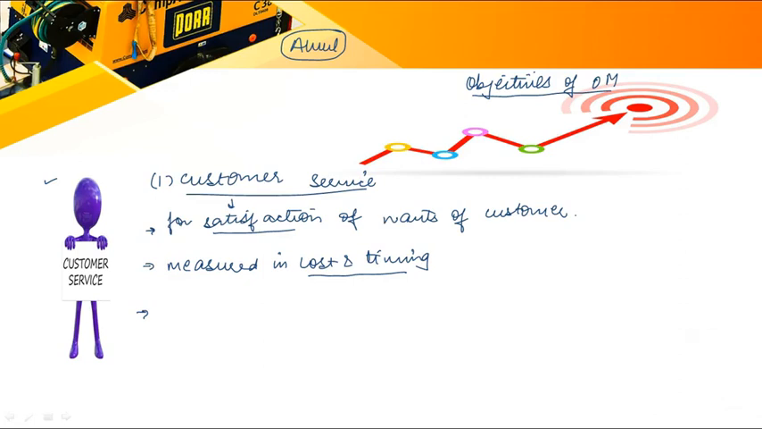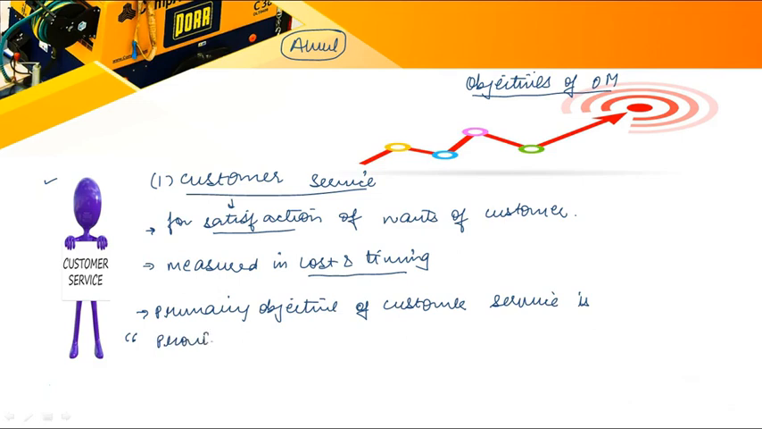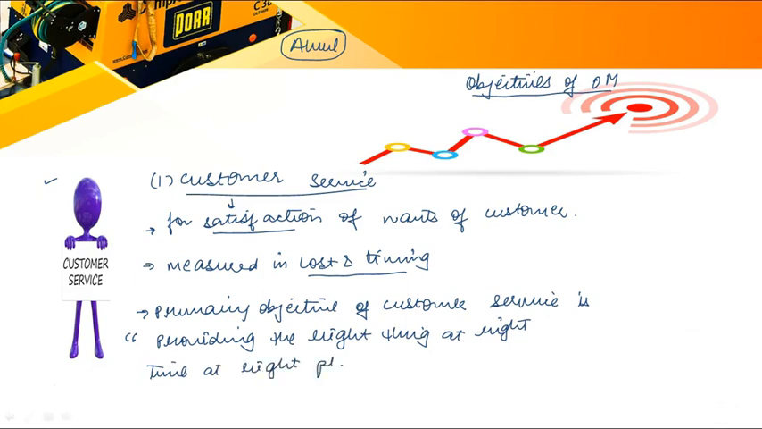So the primary objective of customer service is providing the right thing at the right time at the right place. So this is primarily the objective of customer service.